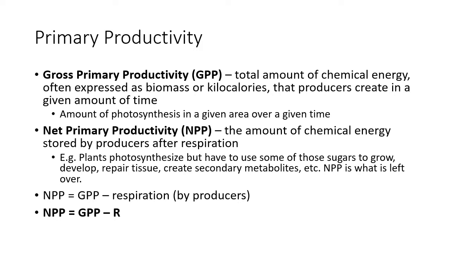For this equation, this is one of the simplest equations that we'll talk about in this class. We have gross and net primary productivity. Gross primary productivity is the total amount of chemical energy, could also be biomass, that producers create in a given amount of time. How much photosynthesis occurred over a year in a given area? Now, producers also have to respire. So they have to take those sugars that they make, and they have to do cellular respiration with those. So we're going to subtract respiration from gross primary production to give us net primary productivity.